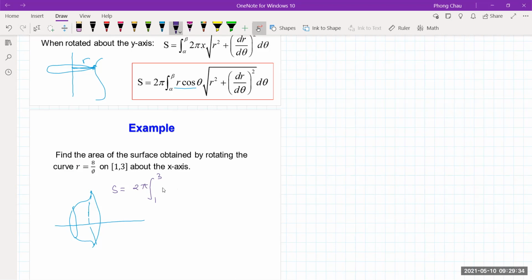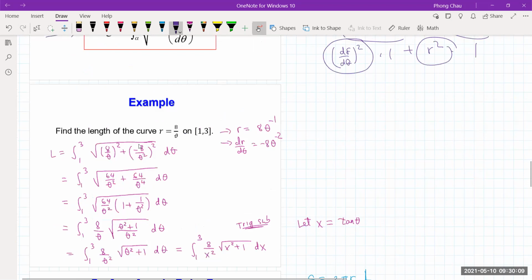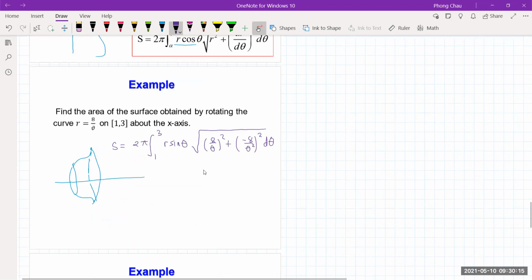So I'm going to write here first r sine theta, right? And then the square root of r squared, which is 8 over theta squared, plus the derivative squared, negative 8 over theta squared, d theta. Remember, the derivative of r is negative 8 over theta squared, which is what we have up here.